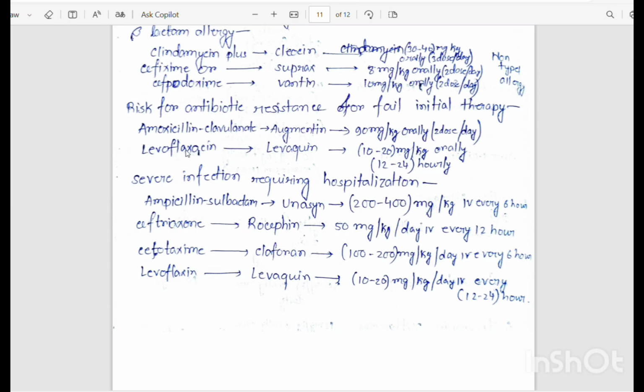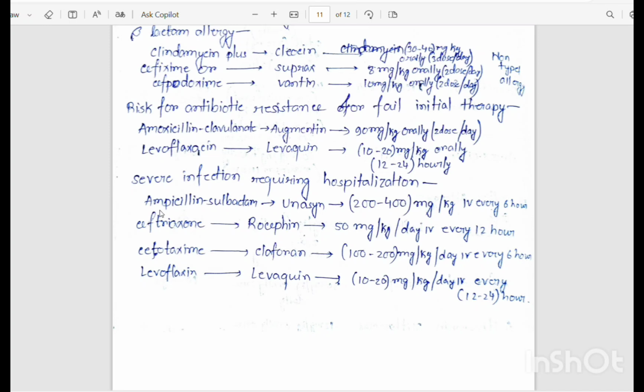And another antibiotic is levofloxacin. The brand name will be Levoquin and the dose is 10 mg to 20 mg per kg orally, every 12 hours to 24 hours. Severe infection requires hospitalization. If the treatment does not cure the children, then we have to admit the children to hospital.